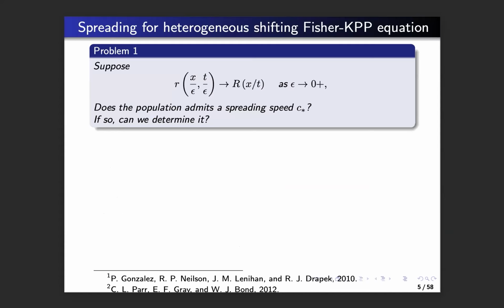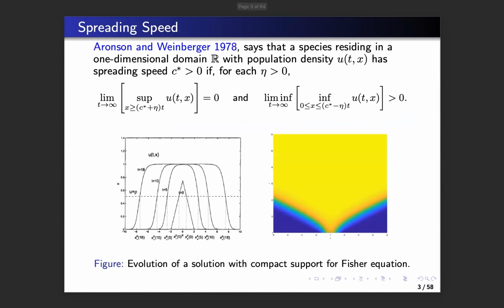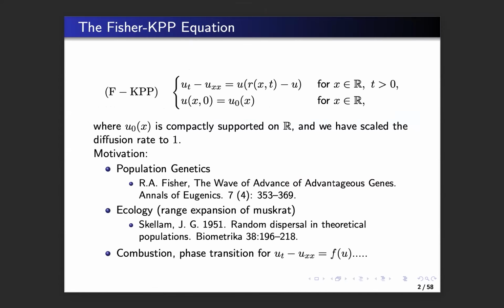I'll first pose the question we're considering. The Fisher-KPP equation has a diffusion term, and we scale the diffusion to 1. The nonlinear term is a logistic nonlinear term. The growth rate when u is rare is given by R(x,t). This serves the purpose of the carrying capacity. And then when the population grows, the growth rate decreases linearly in u.